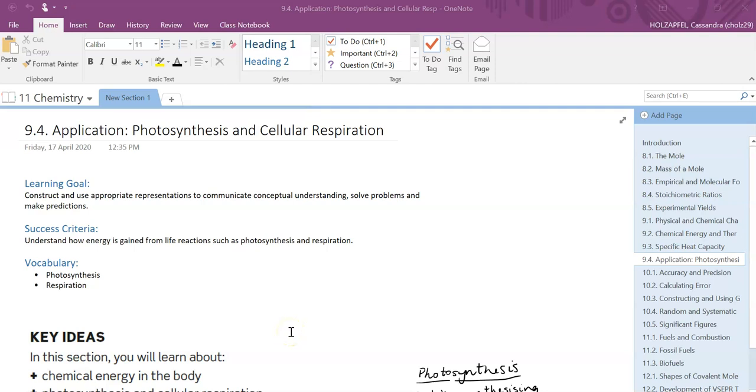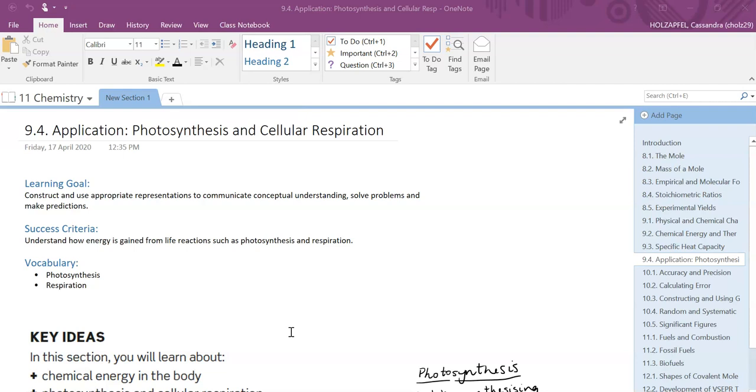Hi guys, welcome back. So today what we're going to be looking at is an application of energy transfers in chemical reactions. Specifically, we're going to be looking at some life reactions, so photosynthesis and cellular respiration. I think this is a really interesting topic.